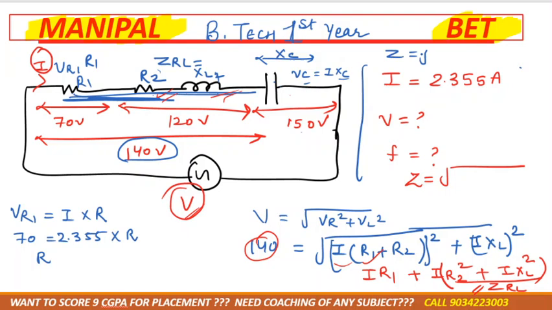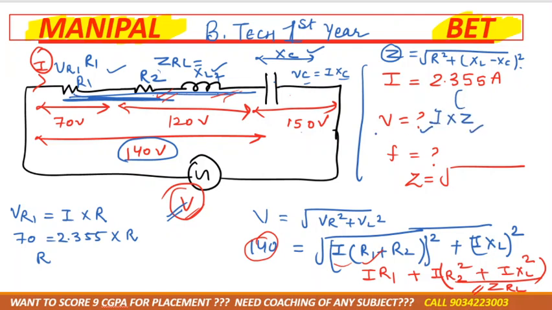The total impedance formula is Z equal to root of R squared plus (XL minus XC) whole squared. XC you calculated, XL you calculated, R you calculated. Can you get the total impedance? And after getting the total impedance, you'll get the voltage as well by applying the formula V equal to I into Z. I is given, Z you calculated, get it, right?